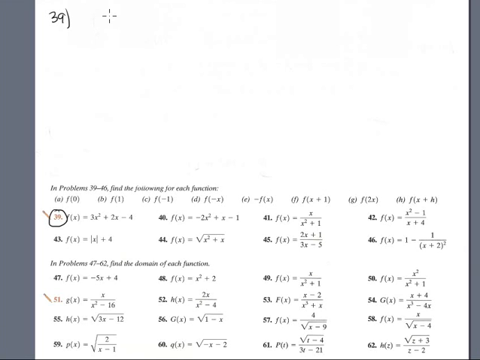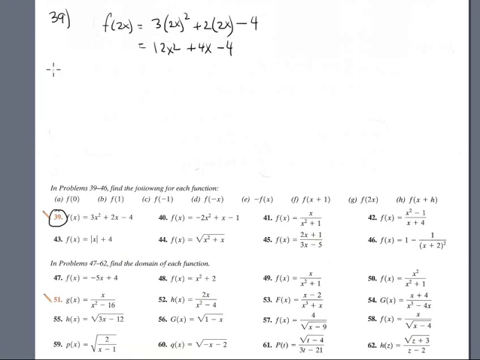Now f evaluated at 2x. Substitution, x for 2x, is 3 times 2x squared plus 2 times 2x minus 4. And 2 to the second power is 4. 4 times 3 is 12. 12x squared plus 4x minus 4.